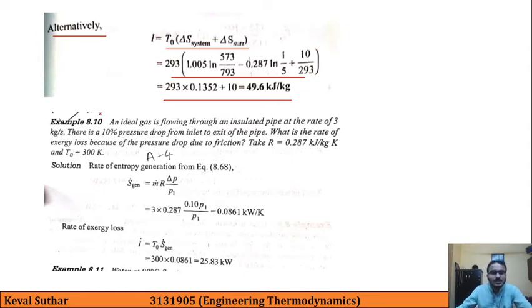Now our next question is 8.10, that is an ideal gas is flowing through an insulated pipe at a rate of 3 kg per second. There is a pressure drop of 10% from inlet to outlet of the pipe. What is the rate of exergy loss because of pressure drop due to friction? So we need to calculate the exergy loss. Take R as 0.287 kilojoule per kg Kelvin and T0 as 300 Kelvin.